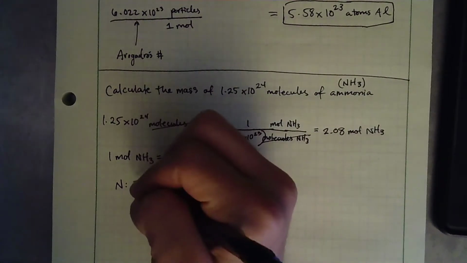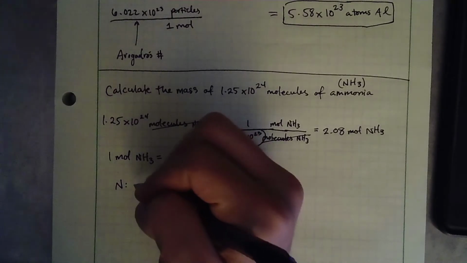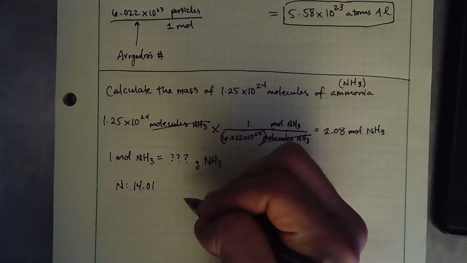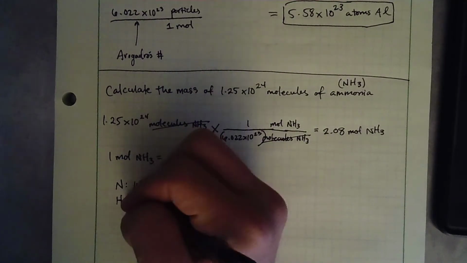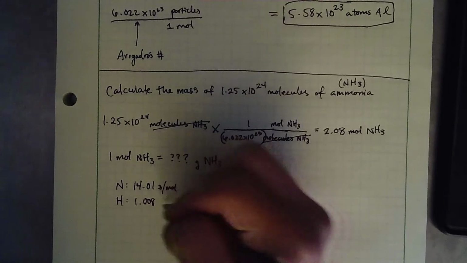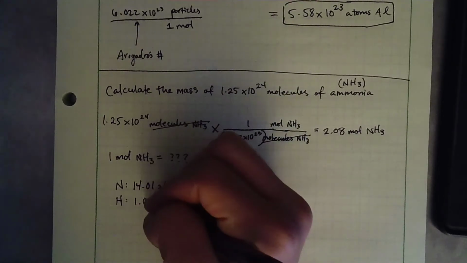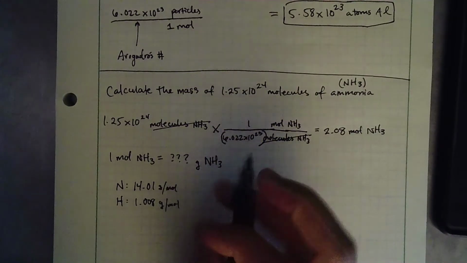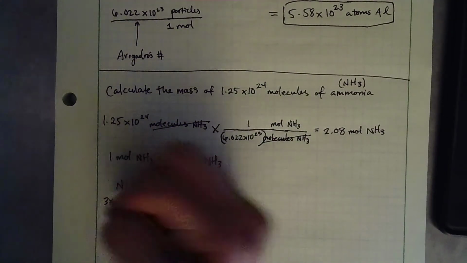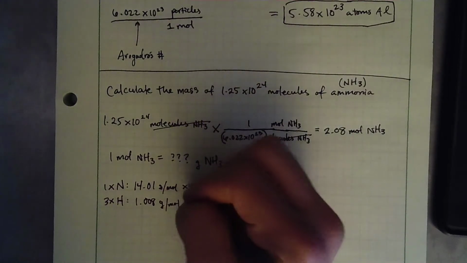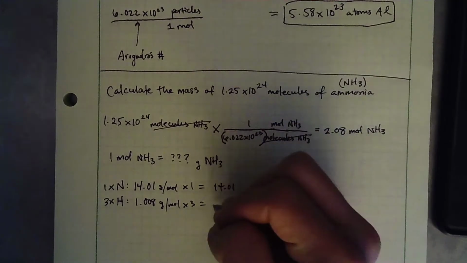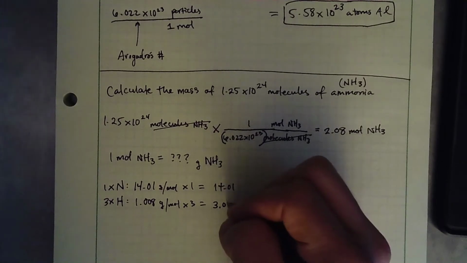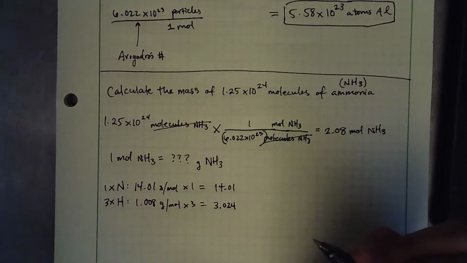Nitrogen has a molar mass of 14.01. This is grams per mole. And hydrogen has a molar mass of 1.008 grams per mole. Okay, so for ammonia, it is 3 hydrogens and 1 nitrogen, right? So times 1, times 3, this is still 14.01. This is, oh boy, 3.024. I think that's the right answer.